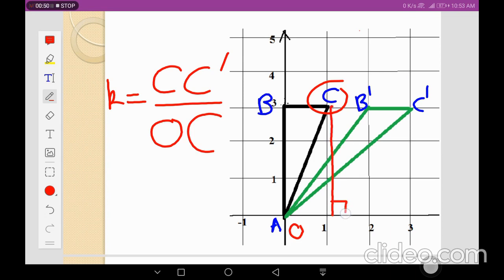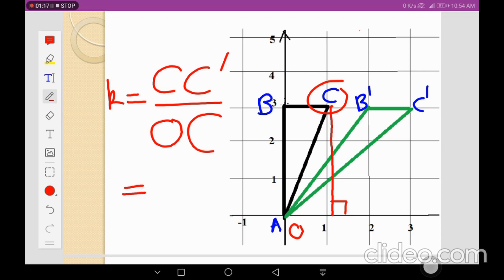For me to get the shear on that one, it's like my OA is my invariant line, because we are not changing the x-axis position, but we are shearing parallel to our x-axis. So for this one, the shear becomes C to C.